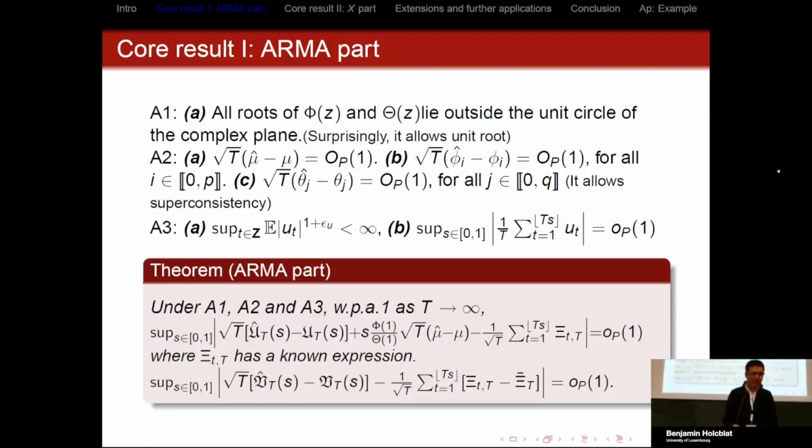Under this assumption, we can exactly characterize the asymptotic gap between the partial sum of the residuals and the partial sum of the errors. And this asymptotic gap exactly corresponds to these two terms.